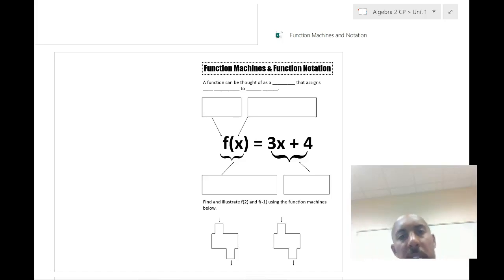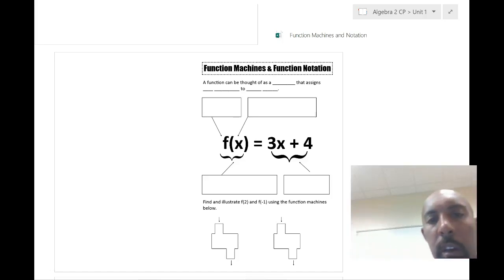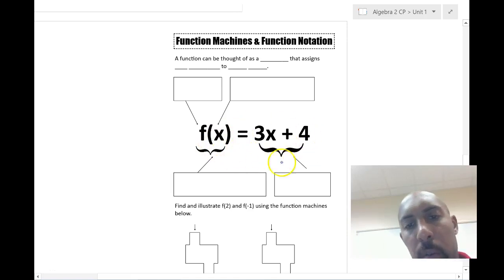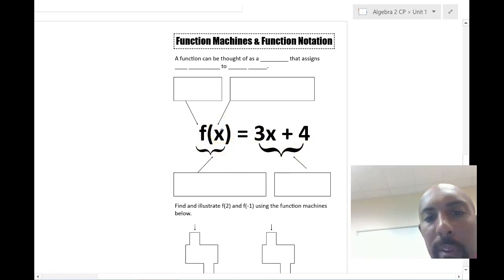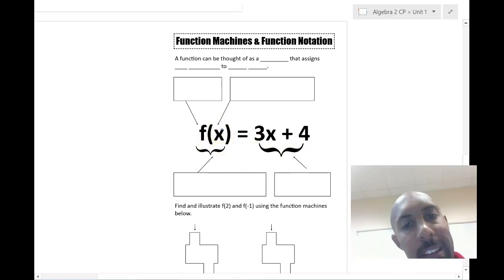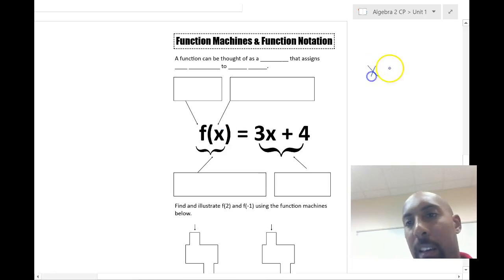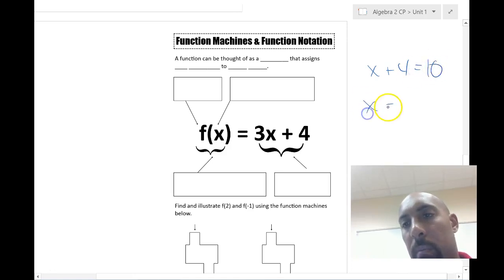Alright, Algebra 2, this is function machines. Just another way of saying evaluating functions. When we look at a function, you have to remember that a function is different than an equation. It's a little different. An equation could be anything like this. This could be an equation. This could be an equation. But that doesn't necessarily mean it's a function.